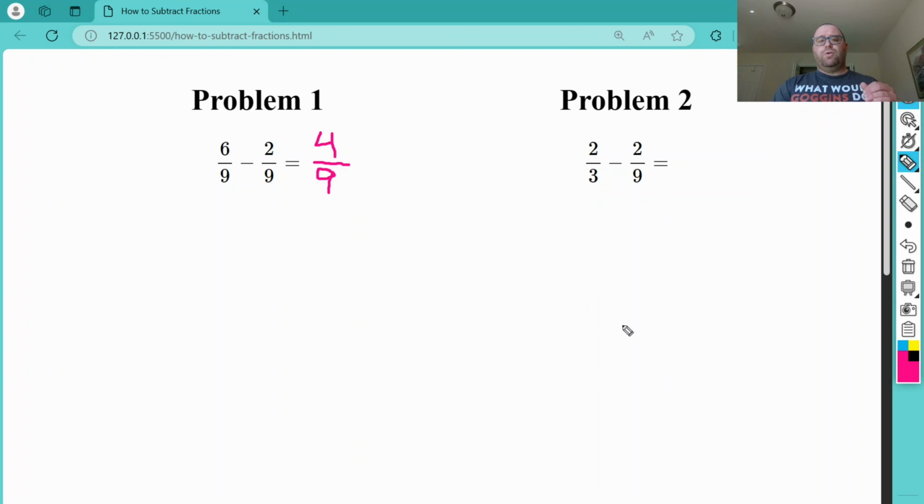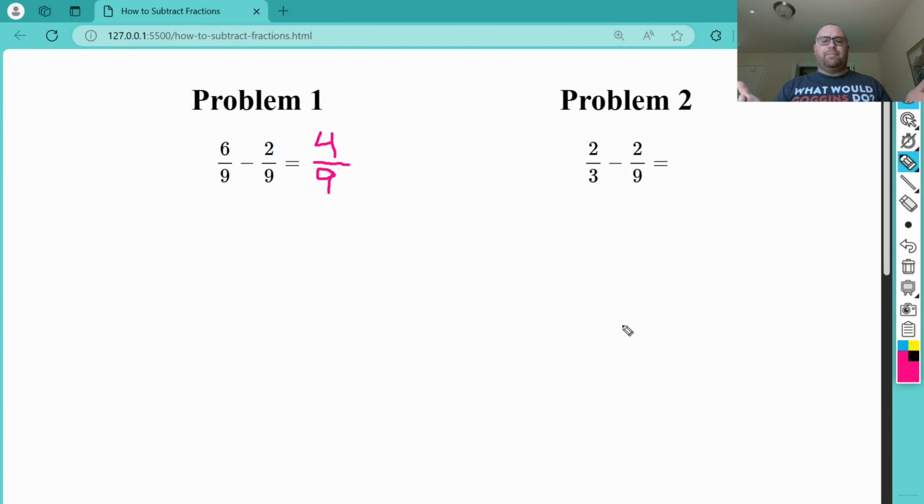Now, if we look at problem 2, we have the same fractions, just I have the first fraction as 2/3 versus 6/9. So in this particular case, where we have a subtraction problem with fractions where the denominators are different, we do have to get the same denominator first. And we can do that through a variety of methods. One is to find the least common denominator.